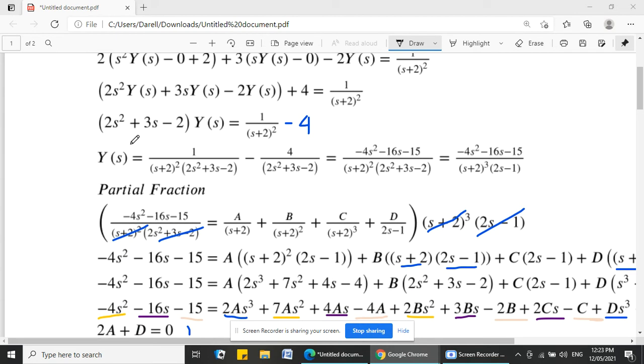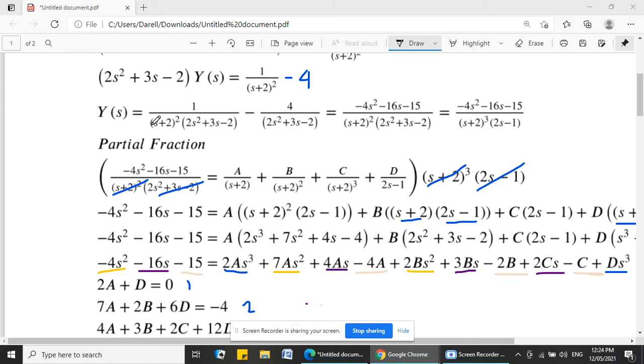Now, we isolate Y sub s. What remains is 2s squared plus 3s minus 2 times Y sub s is equal to 1 over s plus 2 squared minus 4. To get Y sub s, we divide both sides by 2s squared plus 3s minus 2. So, we get Y sub s is equal to 1 over s plus 2 squared times 2s squared plus 3s minus 2, minus 4 over 2s squared plus 3s minus 2. Simplifying, it becomes negative 4s squared minus 16s minus 15 over s plus 2 squared times 2s squared plus 3s minus 2.